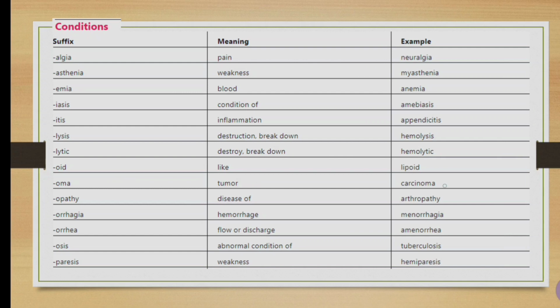Oma meaning tumor, for example, carcinoma. Opathy means disease of, for example, arthropathy. Regia meaning hemorrhage, example, menorrhagia. Urea means flow or discharge, for example, amenorrhea. Osis means abnormal condition of something, for example, tuberculosis. Paresis meaning weakness, for example, hemiparesis.